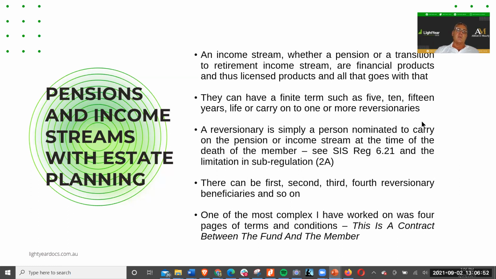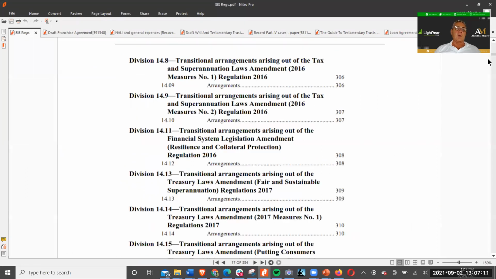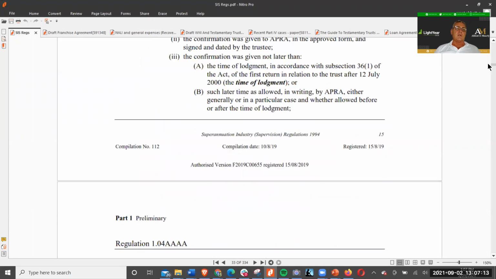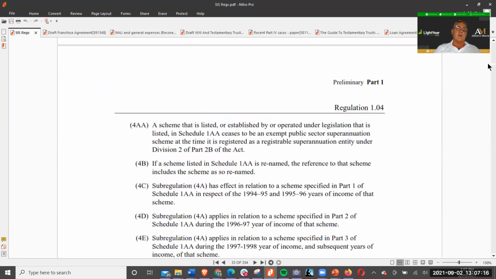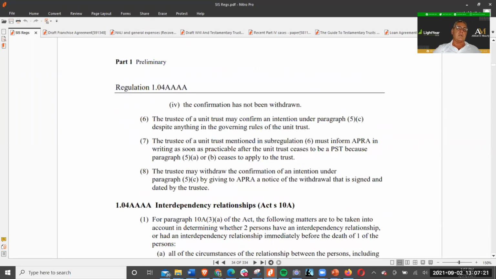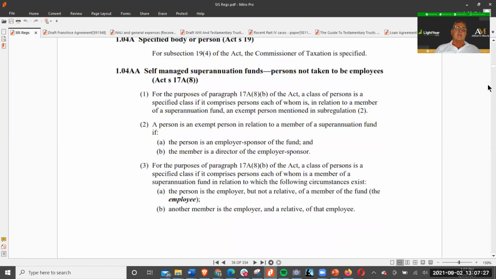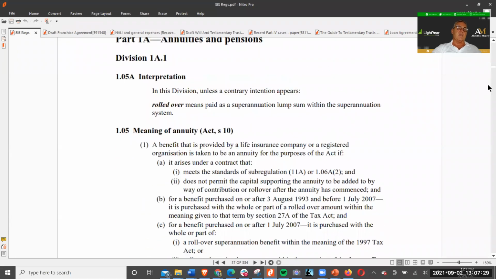We talked about the terms, 621, reversionary, simply a person nominated to carry on there. As I said, I won't go into the legislation. You'll see I think I've got the regulations here. These are the SIS regulations. I just wanted to show you a couple of things. 1.06 talks about all the pensions. So 1.04, 1.06, so it's 1.04AA. Look at that. How ridiculous is this? 1.04AA, and it just carries on.